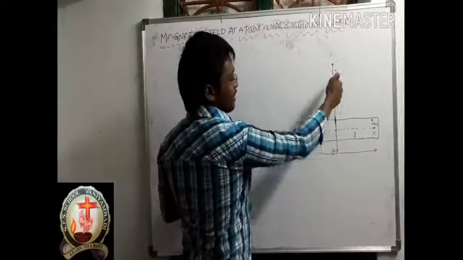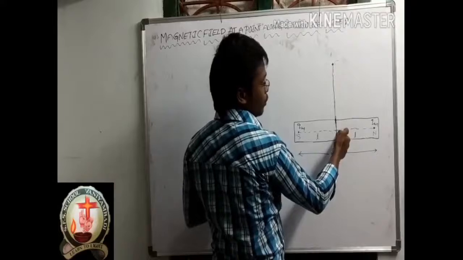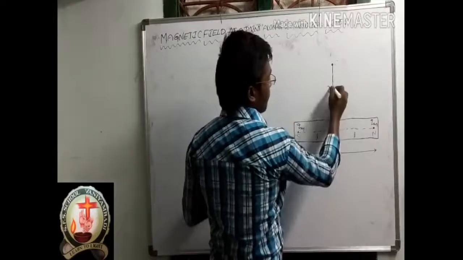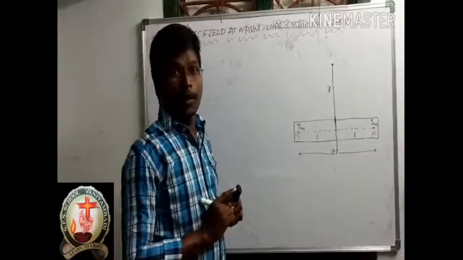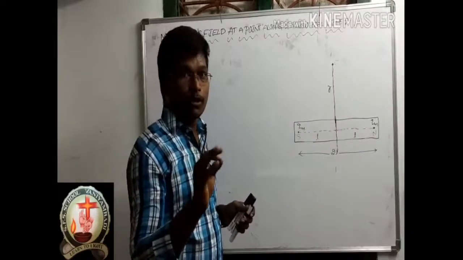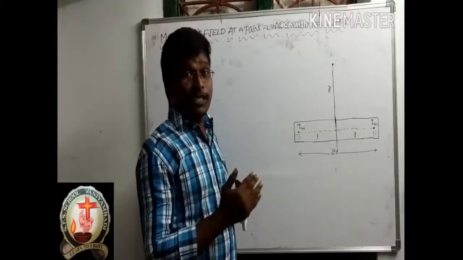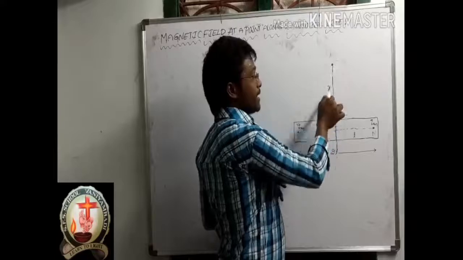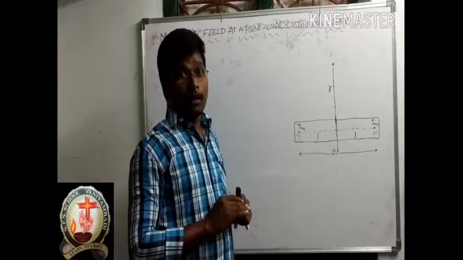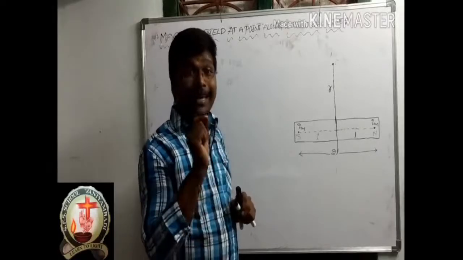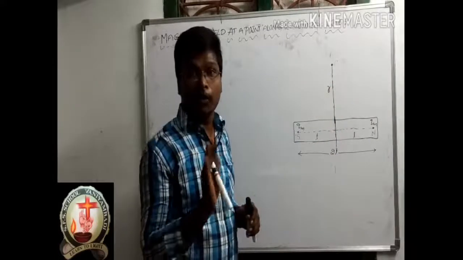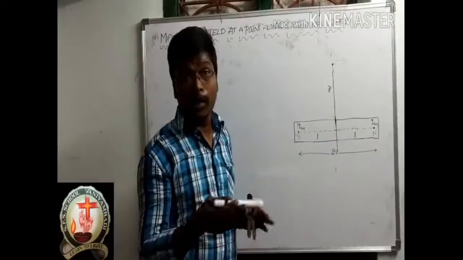The distance from the midpoint of the magnet to point C is small r. Let us place a unit north pole at point C.